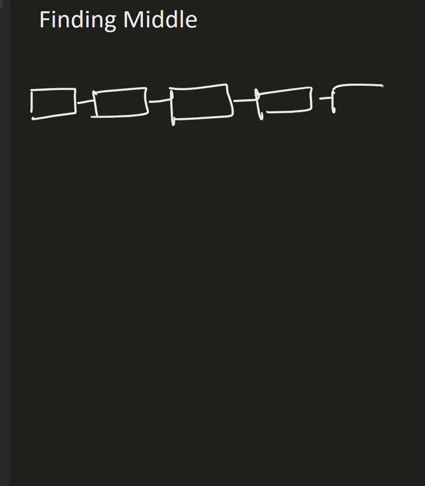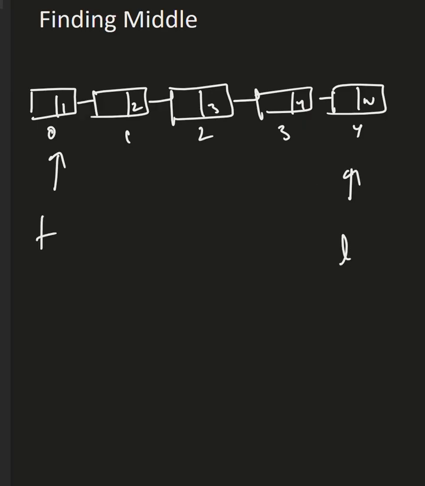Let's draw a linked list of 5 nodes, the addresses, and the pointers. And then we have our first pointer and our last pointer. By looking at this linked list, we can tell that our middle is the second index or the third element. But how do we find this middle?